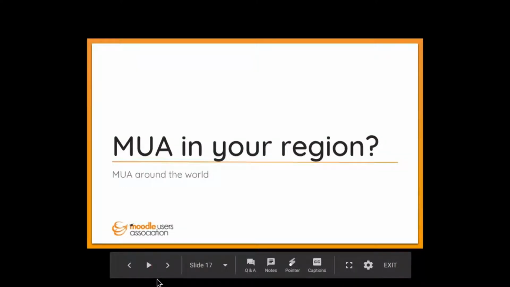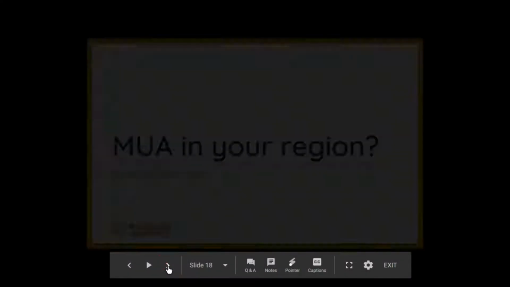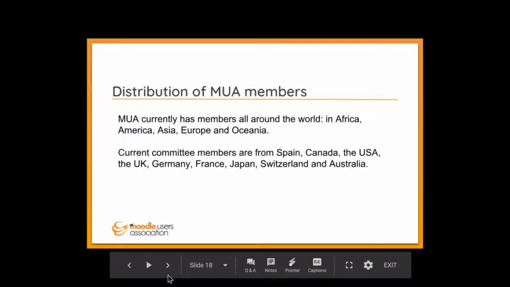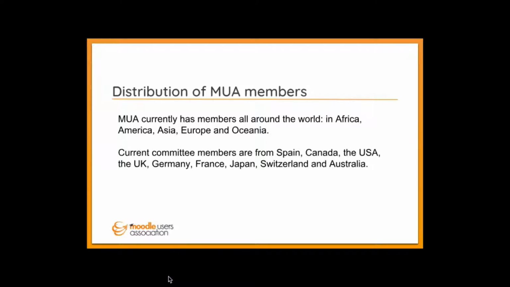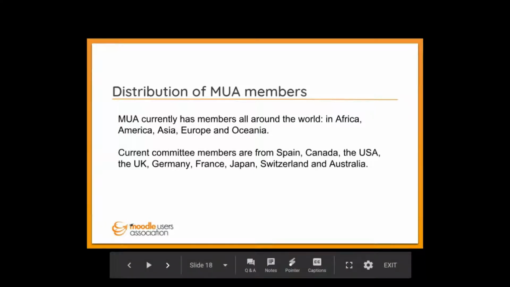What about MUA in your region, around the world? The distribution of MUA members is varied and uneven. We have members in all continents at the moment, and the current committee members are from Spain, Canada, the USA, the UK, Germany, France, Japan, Switzerland, and Australia. So that is quite a wide base, but we'd like to see more members, particularly from Africa, from India and the Indian subcontinent, from Asia, and from South America. So we have a lot of work to do to attract new members.